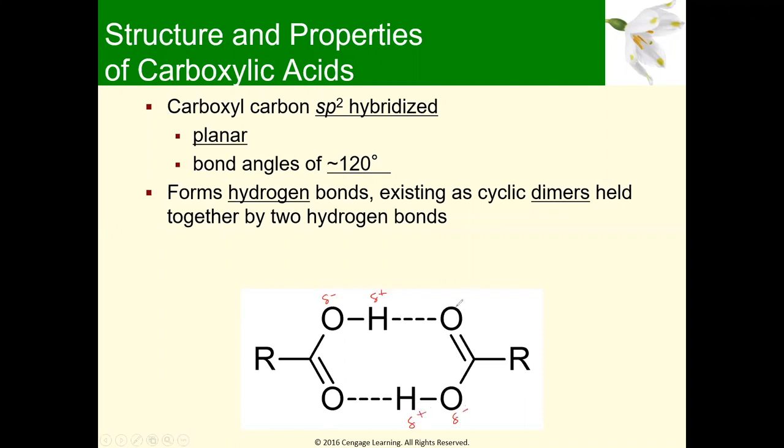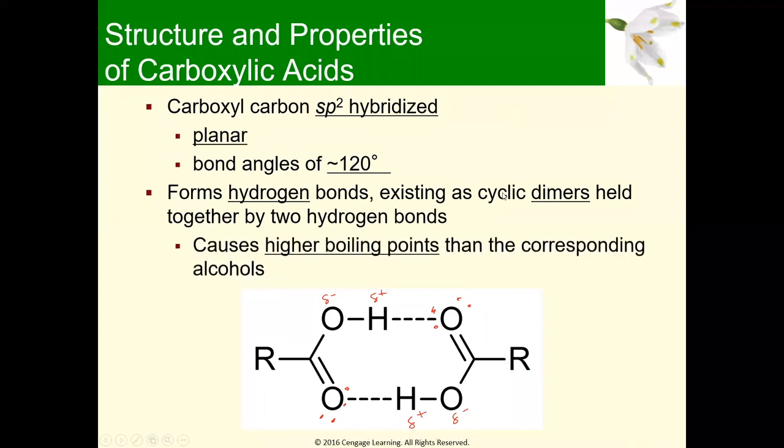And in carboxylic acids, it's energetically favorable for them to form dimers, where they align themselves so that one is forming a hydrogen bond with another. It's donating one and it's accepting one. Okay, because the lone pairs on these oxygens can serve as hydrogen bond acceptors. Okay.